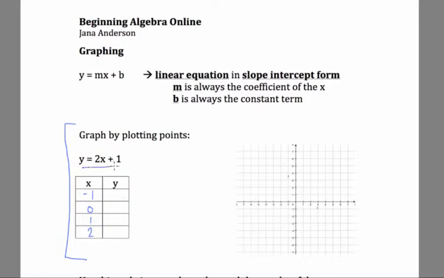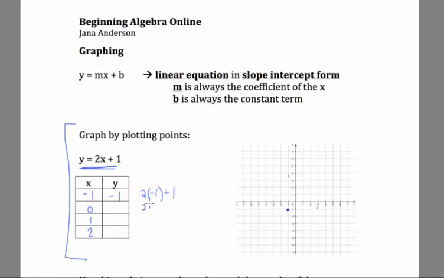So I'll use my equation, and I'll sub in my x values to find what the y value is. 2 times -1 is -2, plus 1 is -1. So there's 1 point on my line.